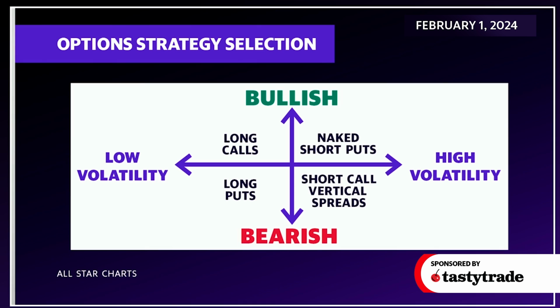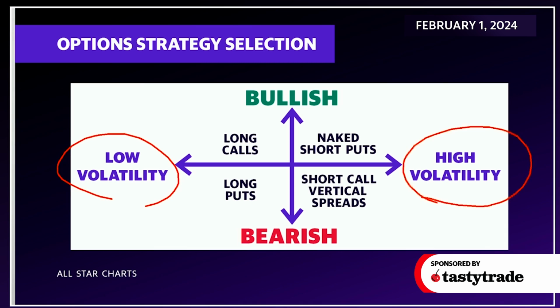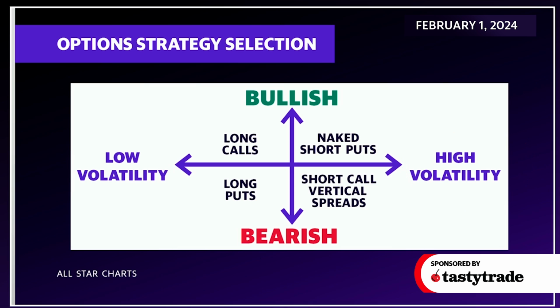We have a scale going up and down of bullish to bearish, and then from left to right, low volatility to high volatility. And we've put one example of what you can do in these different quadrants, but there are many more strategies. Could you just kind of break this down for us?